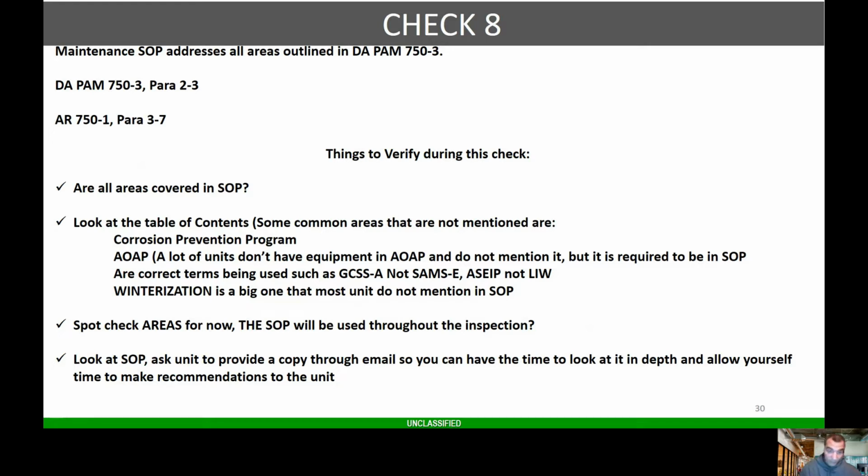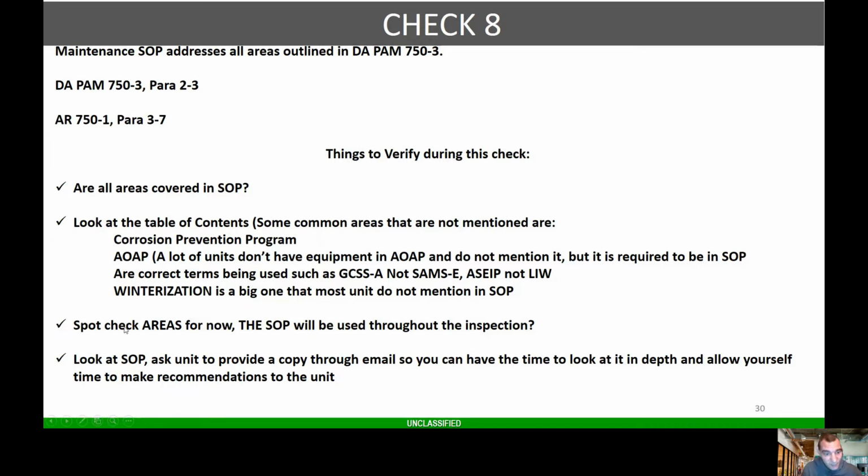And then another one is winterization. I can't tell you how many units I inspect where winterization is not in there, right? Every piece of equipment has some type of checks or work package telling you how to winterize the equipment.